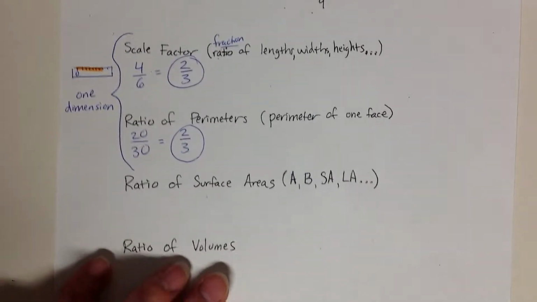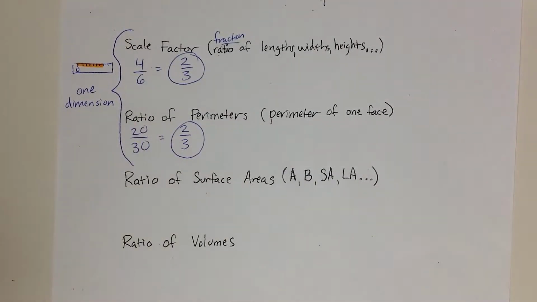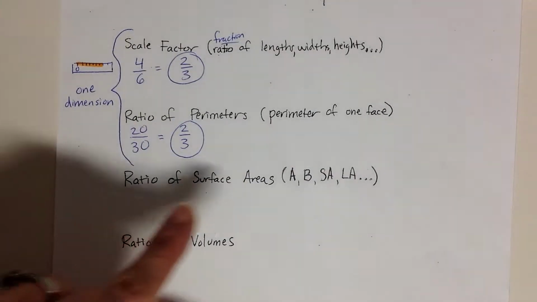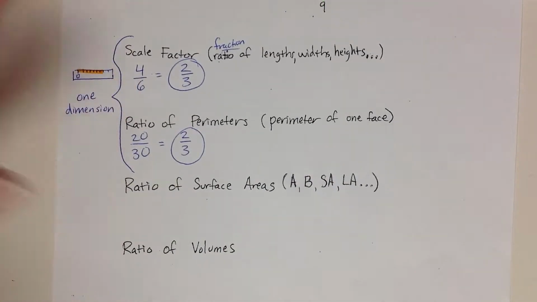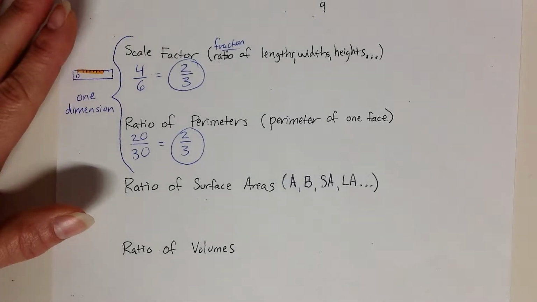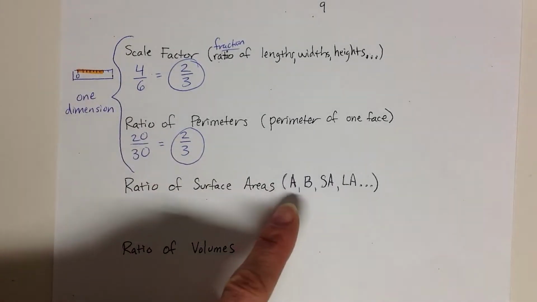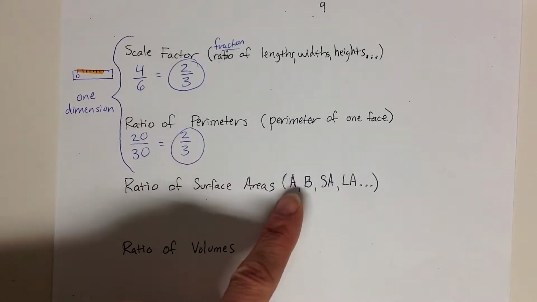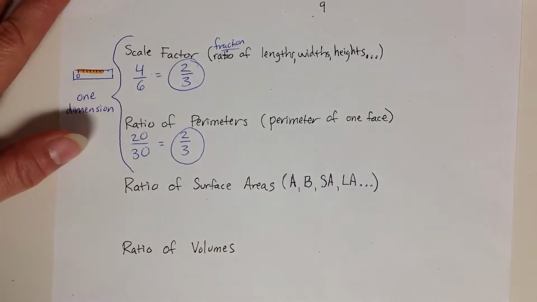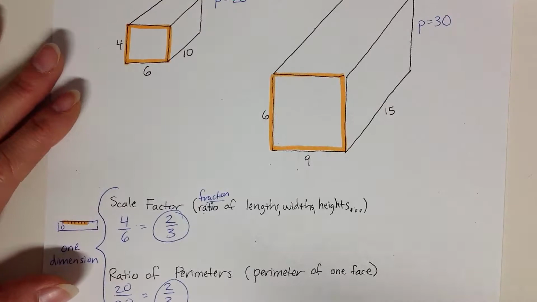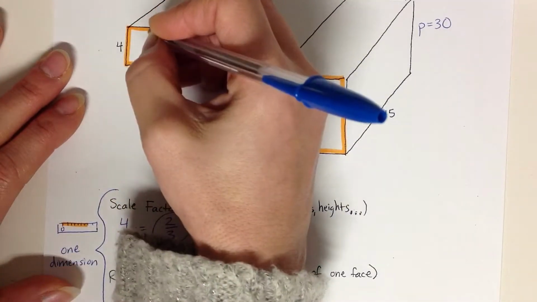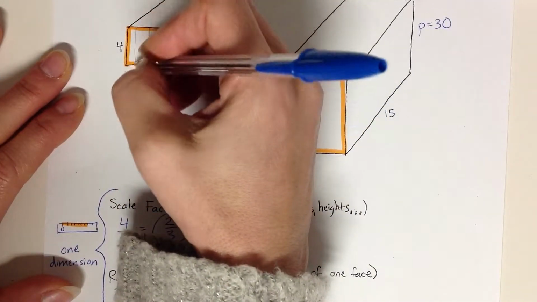What we're going to discover now is we're going to look at areas and volumes. Now here I wrote ratio of surface areas, and if you were in my class right now, I would send you off to find some areas for me, but I'll do that part for you. But this is going to apply whether you do area of base, just a regular area, surface area, lateral area, and area is all measured the same way.